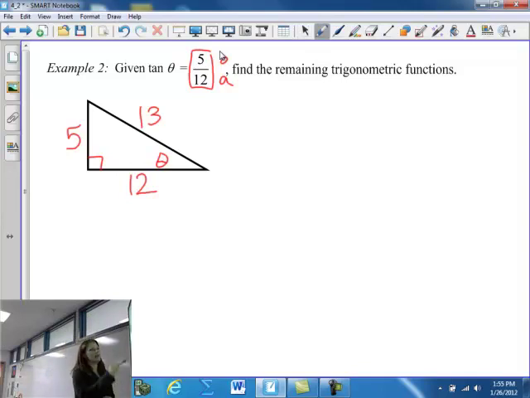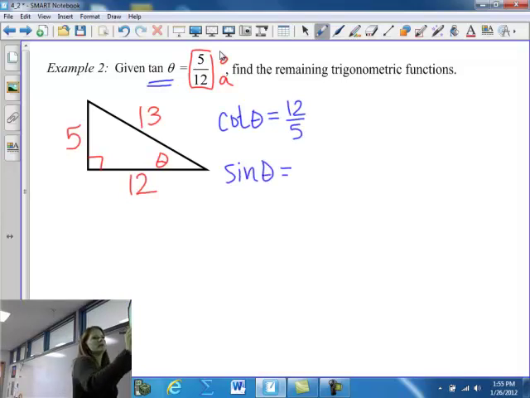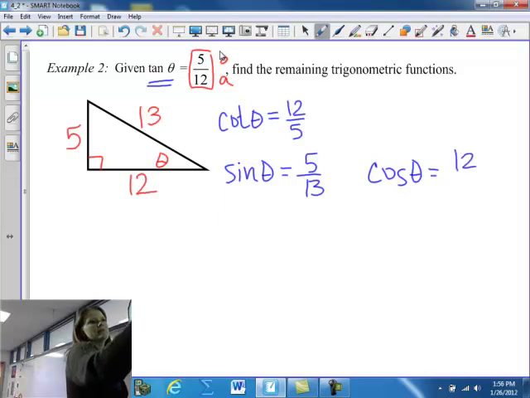Okay, so now that we have all of our stuff, we can do SOHCAHTOA again, except tangent's already done. So I'm going to go ahead and do the cotangent ratio, because that's going to be the reciprocal of the one they already gave us, which is 12 over 5. Now we can do our sine and our cosine, because those are familiar. Sine is 5/13, opposite over hypotenuse. Cosine is adjacent over hypotenuse, which is 12 over 13.